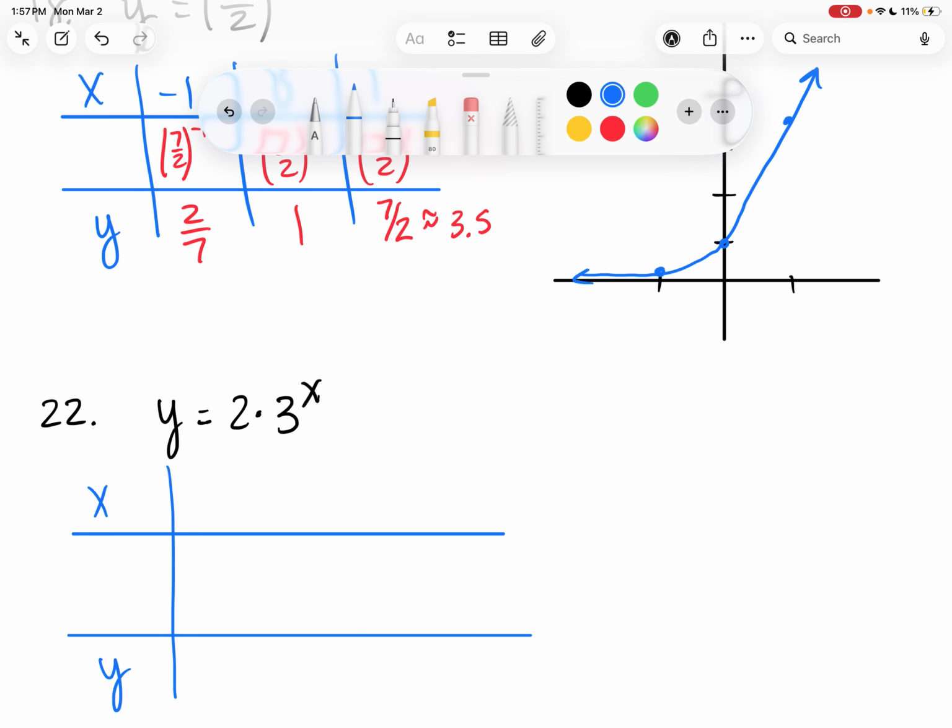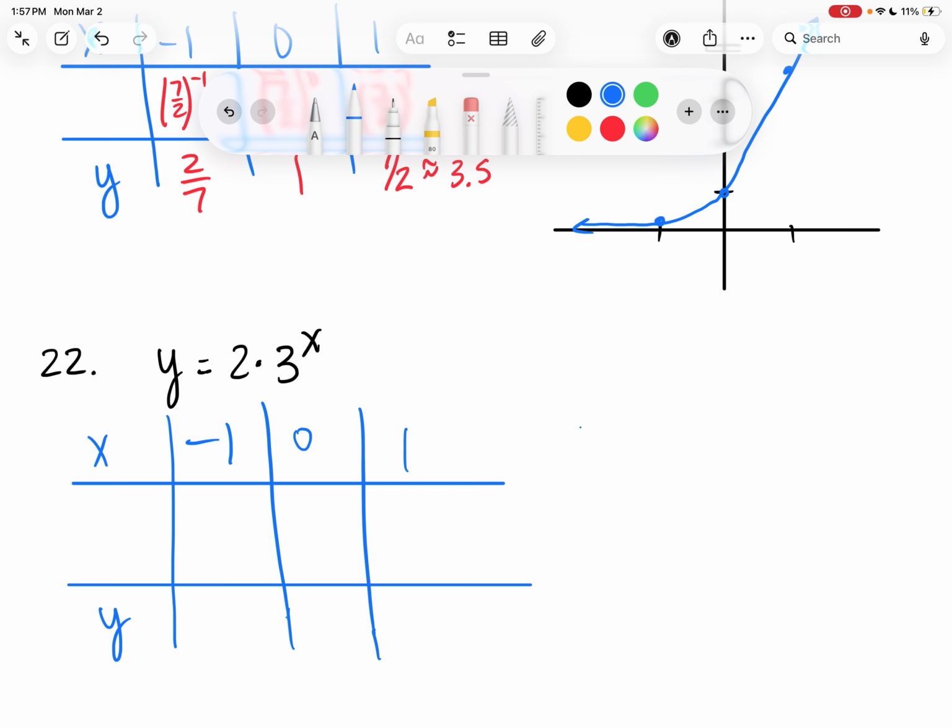All right, so I'm going to plug in -1, 0, and 1. When I do this, I have 2 times 3 to the negative 1. Well, what's 3 to the negative 1? 1/3. So this is 2 times 1 over 3, which is 2/3.